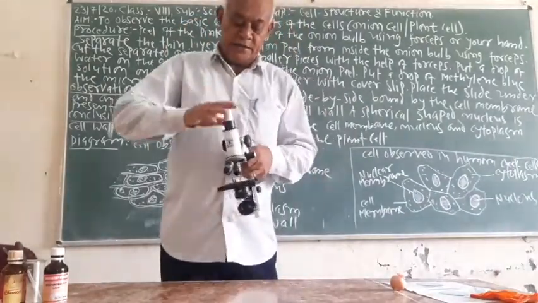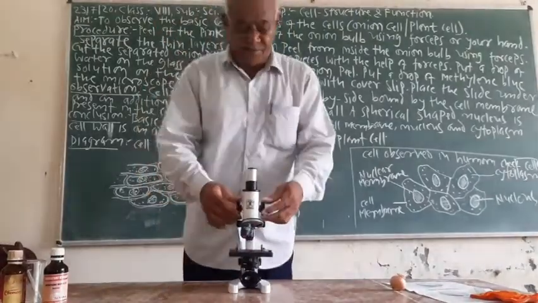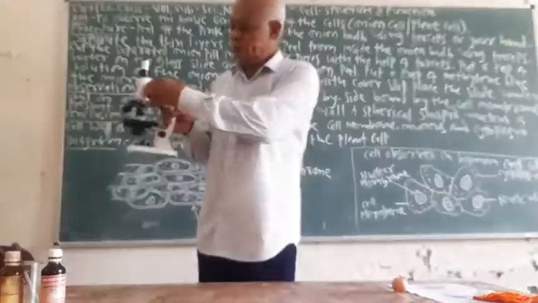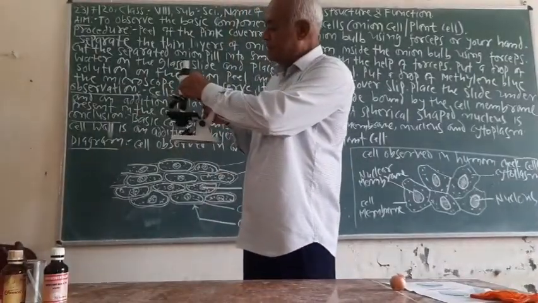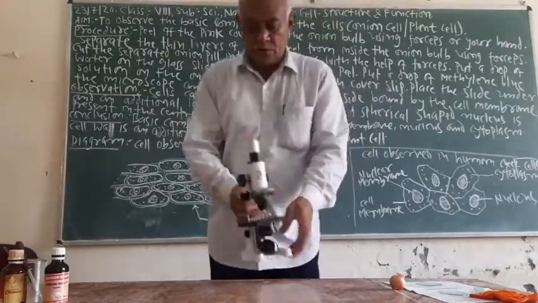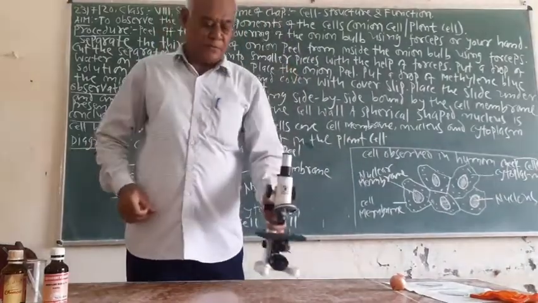To adjust for clear vision of the slide, there are two screws. This is the major screw and this is the micro screw. So these are the main components of the compound microscope.